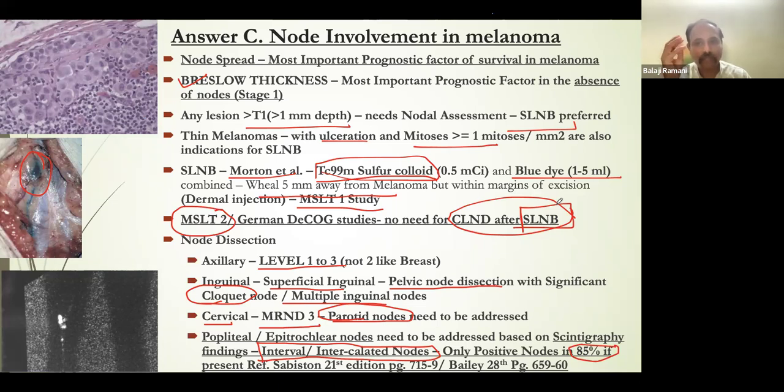ICG is now coming up that way to some extent, because you can find some intercalary nodes, but it is not the standard of care. So in today's world, it is still radiocolloid which you have to use. You have to identify it, and you have to identify the node as well.